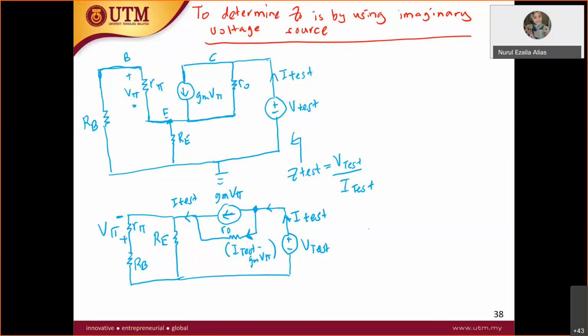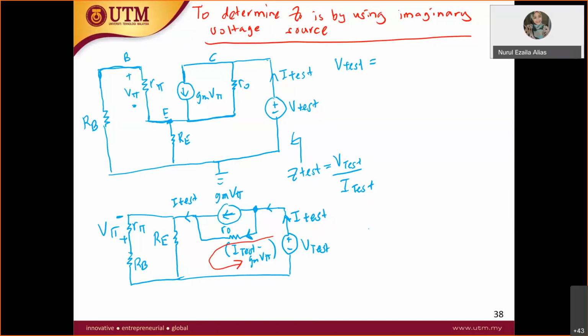Okay, so let's derive it. In here, what will be your V test? You apply KVL across this loop, which will find the V test.